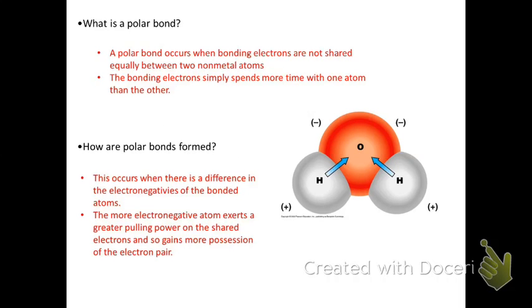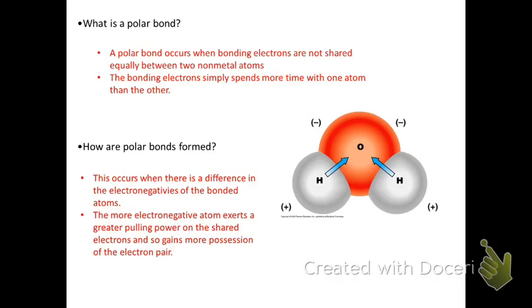Alright, we're going to start out with looking at what exactly a polar bond is in the first place. You can think of a covalent bond as a sharing of a pair of electrons between two nonmetal atoms. Now that sharing of electrons doesn't mean that there's going to be an equal sharing of those electrons. In fact, in many cases there's going to be an unequal sharing of electrons.